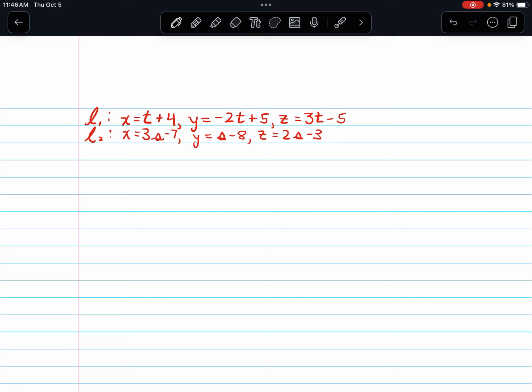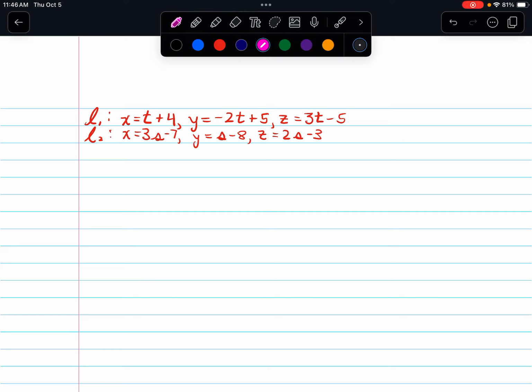I can take this L1, and I can say, okay, X is equal to T plus 4. And then I go to L2 and I say, okay, the X is equal to 3S minus 7. Now those need to be the same. There needs to be a value for T and a value for S that will give me the same X value in this point of intersection. Now I want to do the same thing for the Y's. I want to say, okay, negative 2T plus 5 needs to equal the Y in the other line, which is S minus 8.